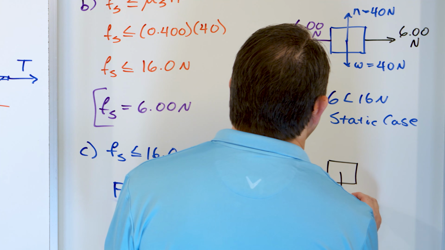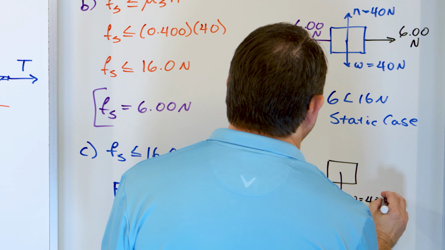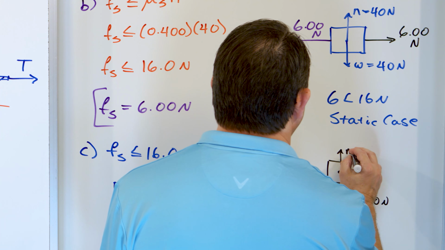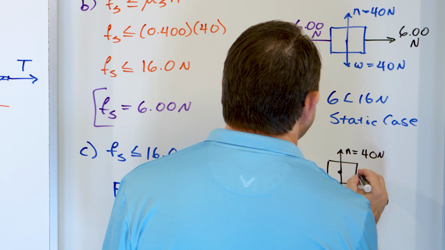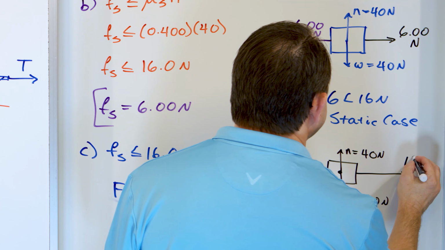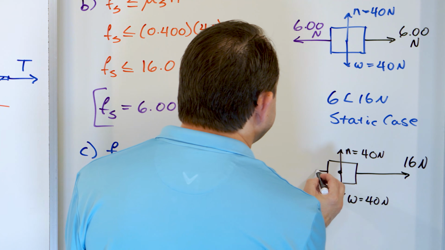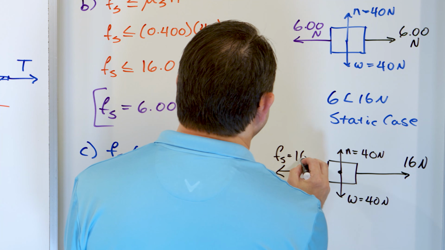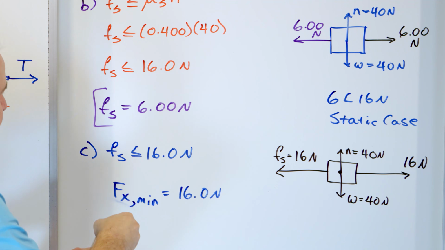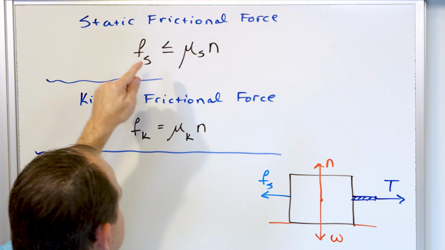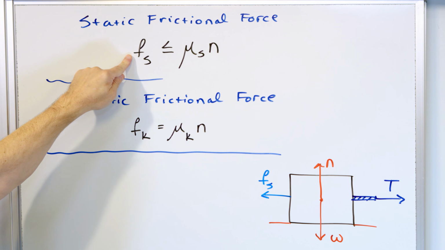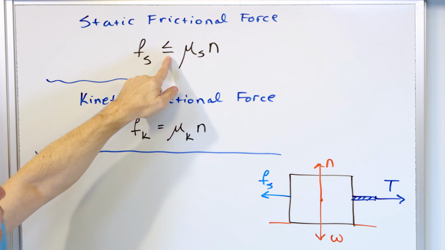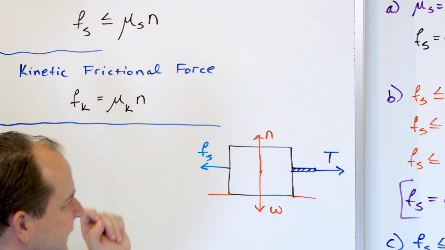We have the weight, 40 newtons. We have the normal force, 40 newtons. And here we're applying 16 newtons, and in this case, the frictional force can be 16 newtons, but it cannot be higher than 16 newtons, because this equation for the coefficient of static friction only means that it can be less than or equal to this. It cannot be bigger than, in this case, 16 newtons.